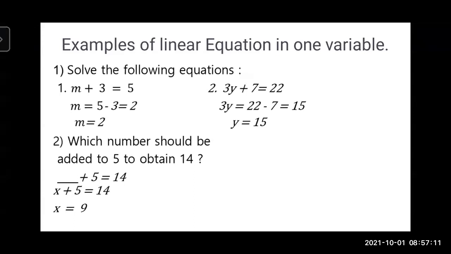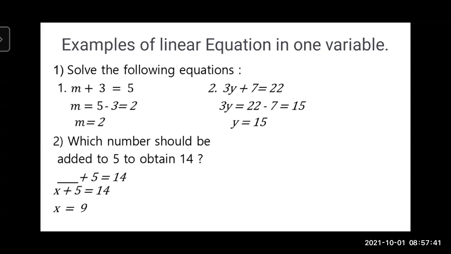Solve the following equations. First question is m plus 3 equal to 5. m is equal to 5 minus 3 equal to 2. So the value of m is equal to 2, which is unique. Only one solution is there. Second question is 3y plus 7 is equal to 22. 22 minus 7 is 15. Therefore, value of y is equal to 15.